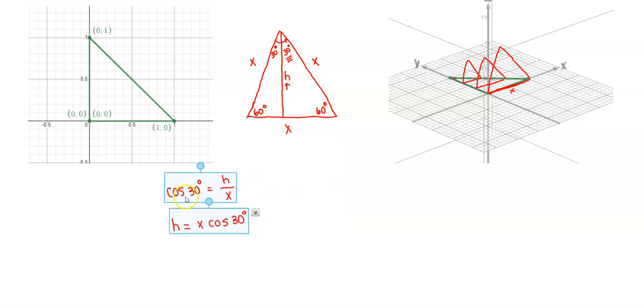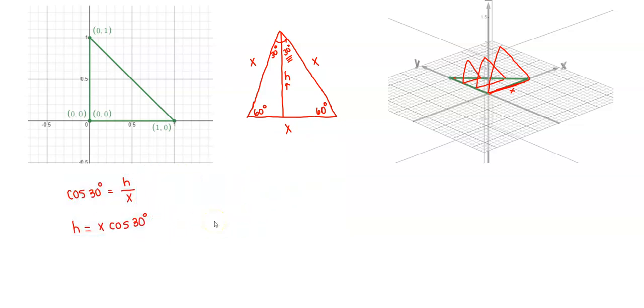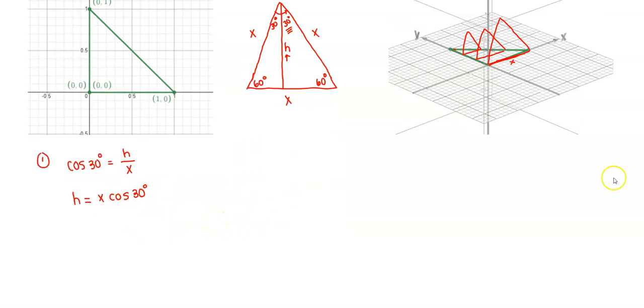Let's continue this, and we'll write this as step 1. What do we know about the cosine of 30 degrees? Well, we know the cosine of 30 degrees is the square root of 3 over 2. So now h becomes the square root of 3 over 2 times x. And we know that the base of this triangle is x.